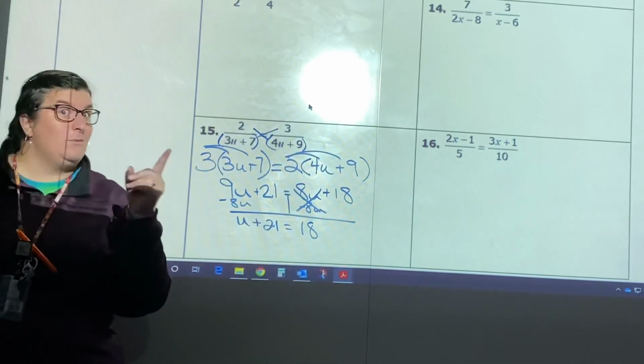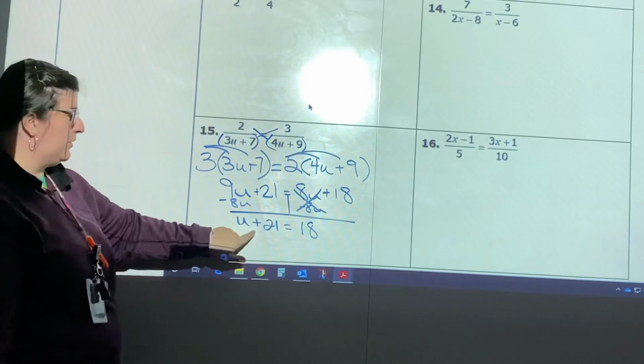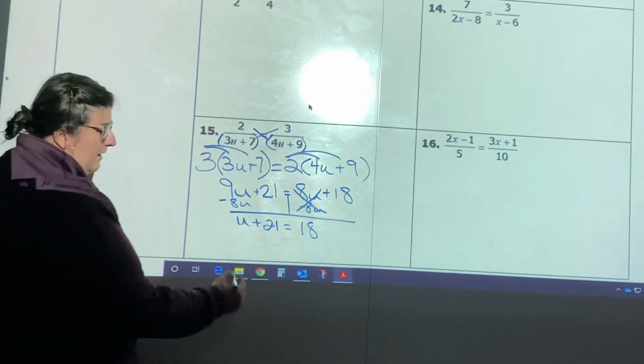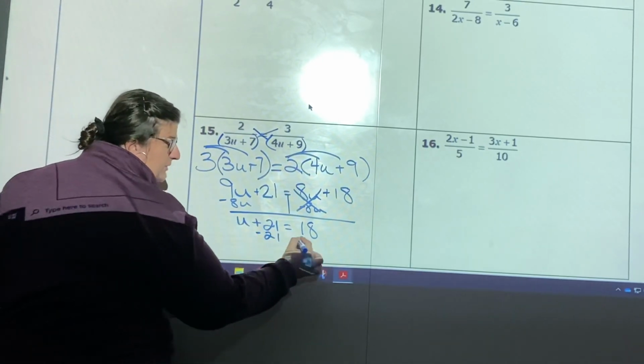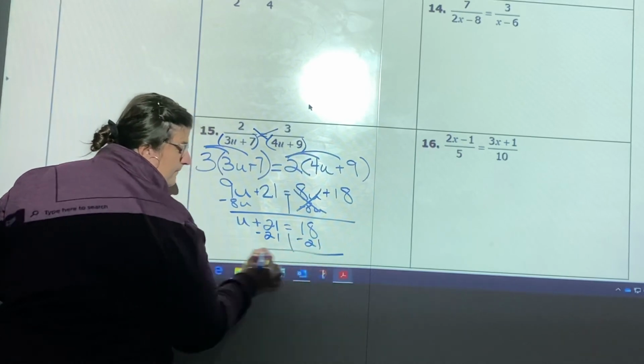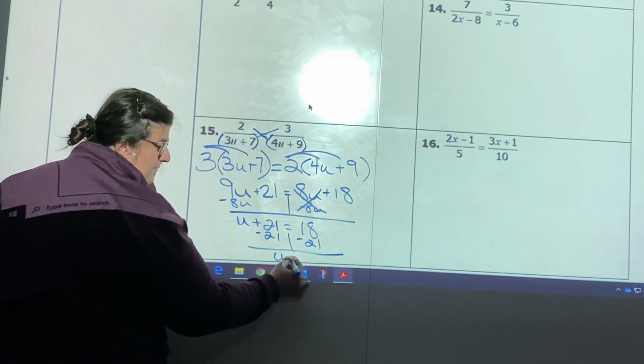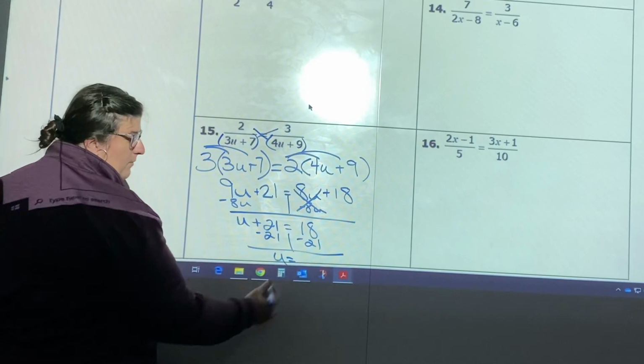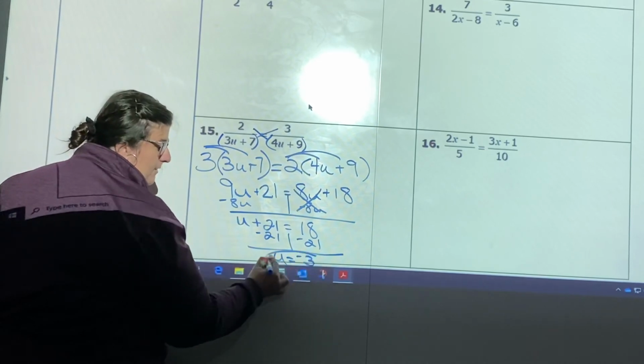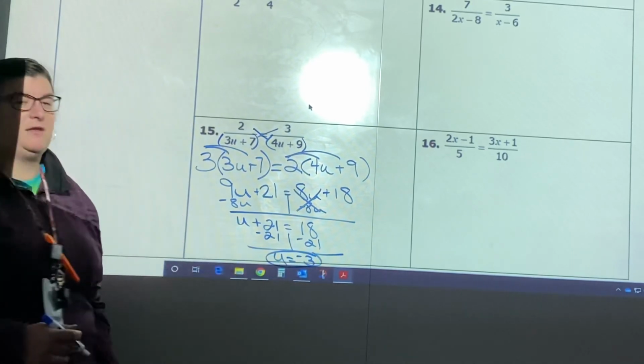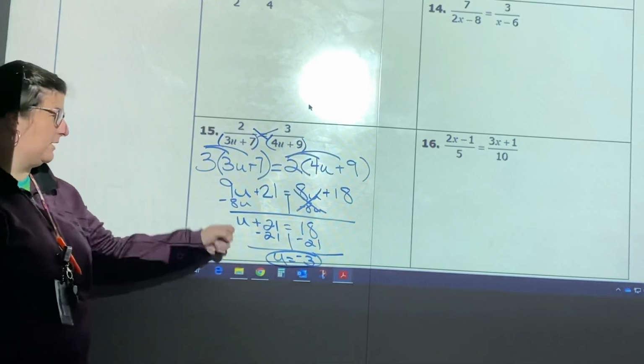I only have one more step now. So I've got u plus 21 equals 18. I'm going to subtract 21. Bring down my u. 18 minus 21 is negative 3. That saved me from having to divide or multiply in that last step. That's why I was really excited.